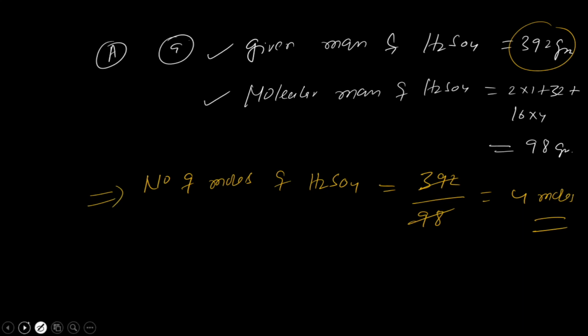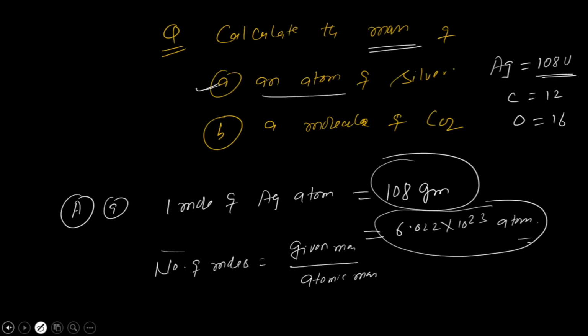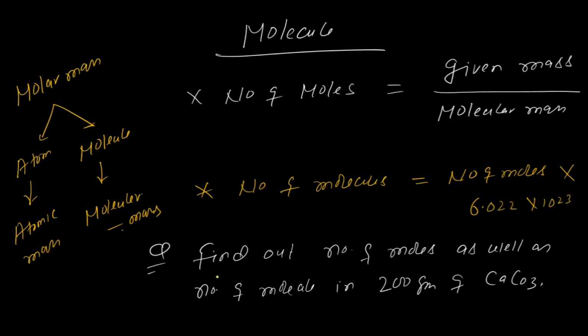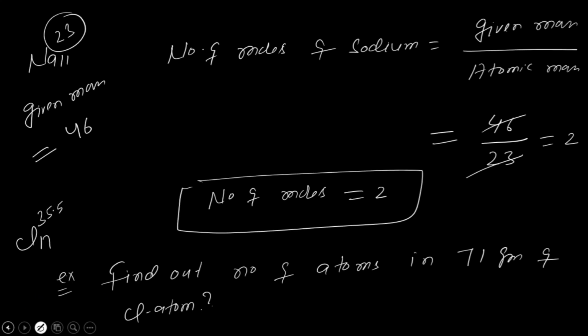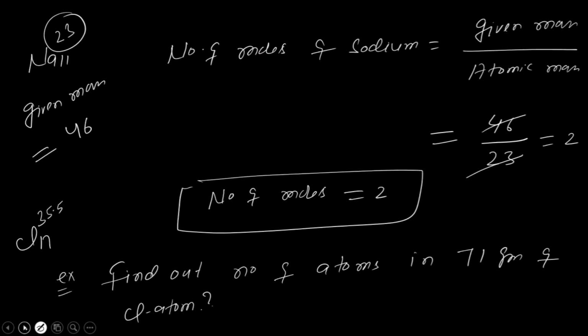Now just move to ask the next question. Now question number 2, what does question number 2 state? 44.8 liter of carbon dioxide at STP. Okay, now if you remember, I told you earlier, have a look here. Atoms, molecules.